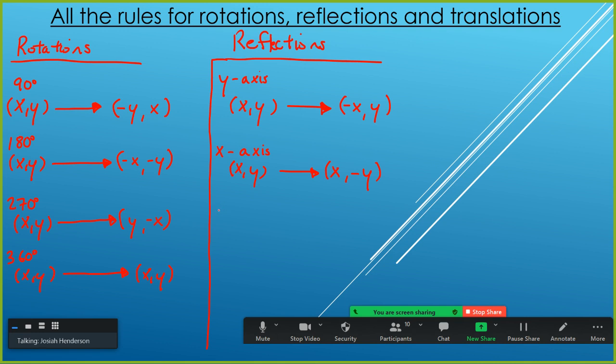Does anyone have the notes handy for what we did with the line y equals x? I'm pretty sure I have the notes. I just have to find them. Oh, for sure. Thank you, Levi.